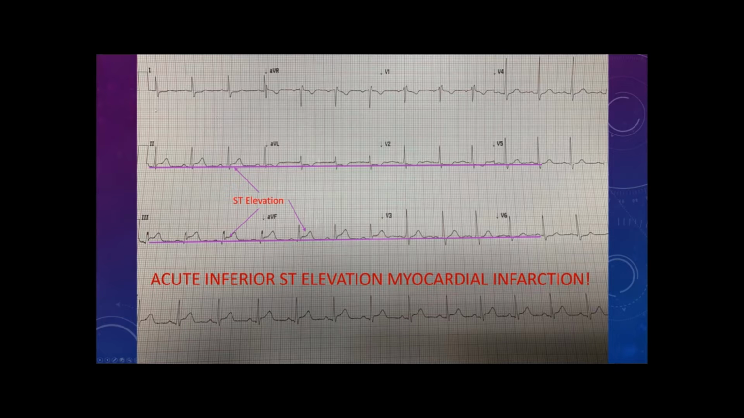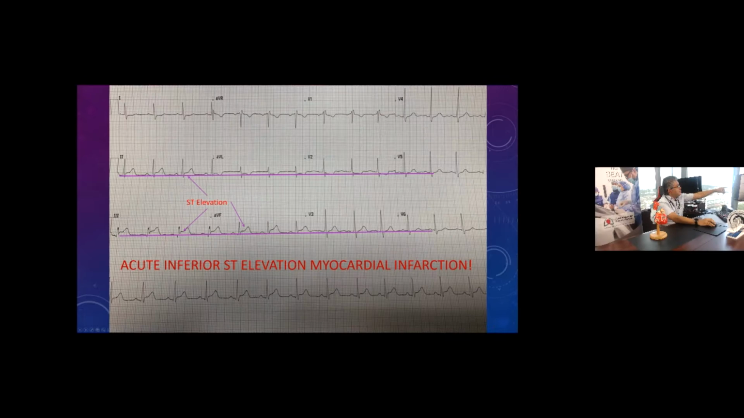And because I know that these leads 2, 3, and AVF cover the bottom part of the heart, I know this is a heart attack affecting the bottom part of the heart, an acute inferior ST elevation myocardial infarction. Okay, so this usually means that the right coronary artery, the one on the right, is blocked.